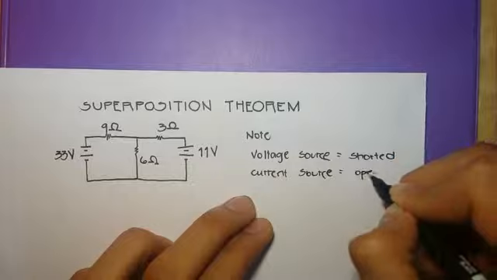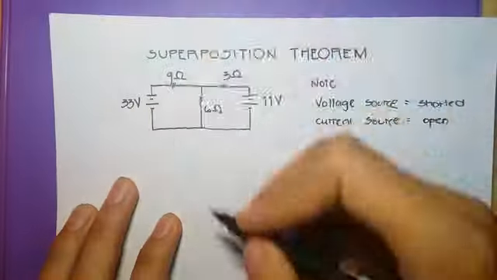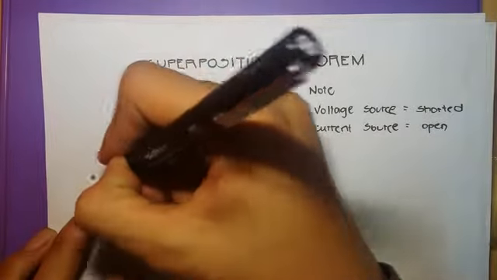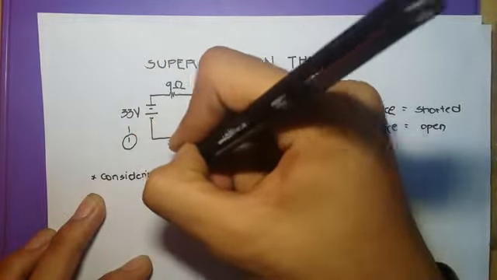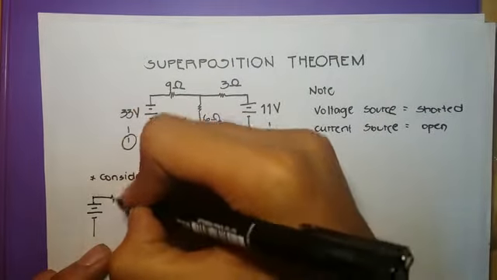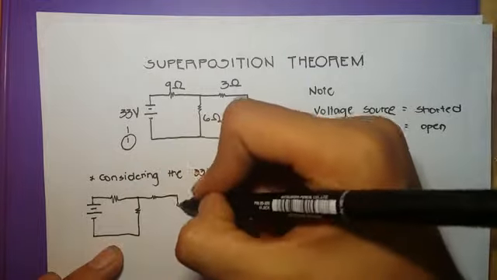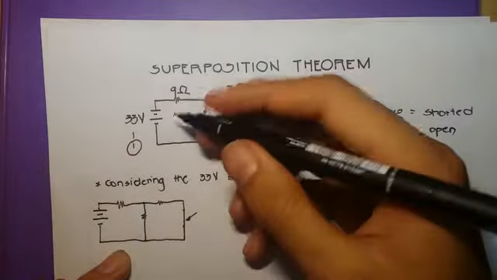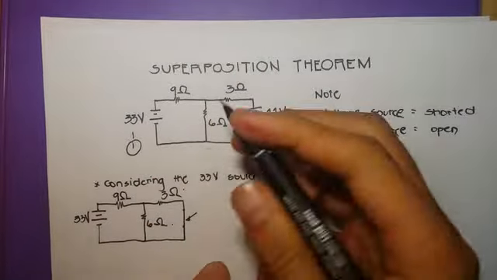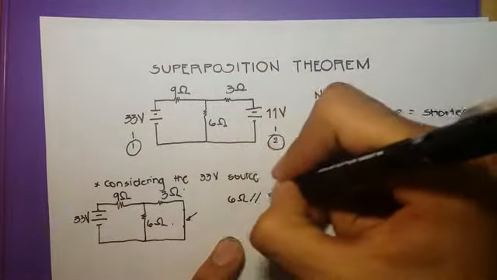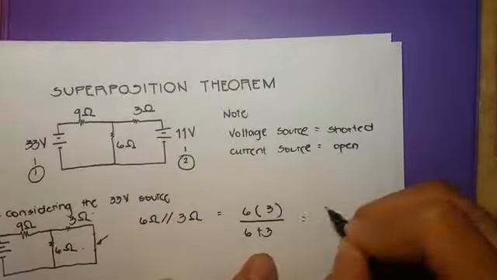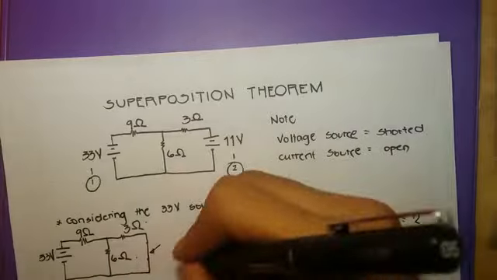So as you can see, there are 2 voltage sources present in the circuit, the 30 volt and 11 volt. So first, let's consider the 30 volt source giving us this circuit. Okay, as you can see, the 11 volt source is now shorted, which leaves us the 6 ohms and 3 ohms parallel to each other, which is now equal to 6 times 3 all over 6 plus 3 equals 18 over 9 equals 2. Therefore, R23 is equal to 2 ohms.